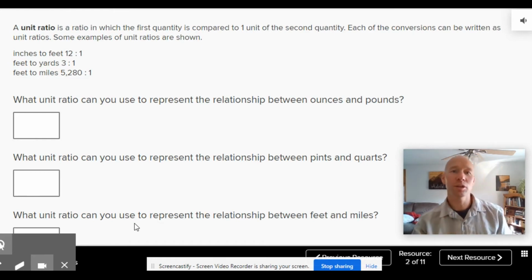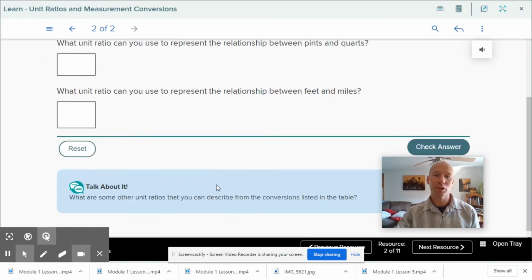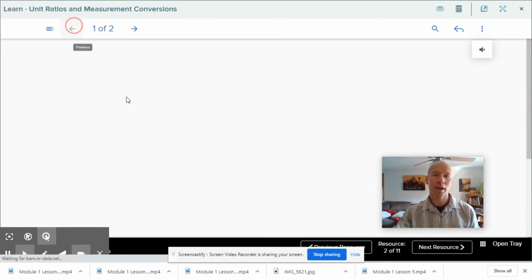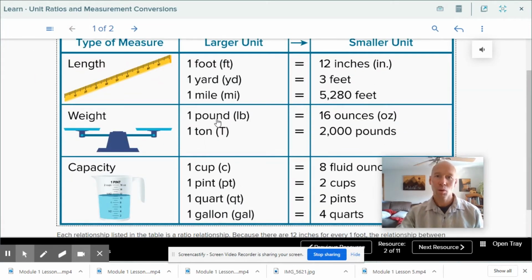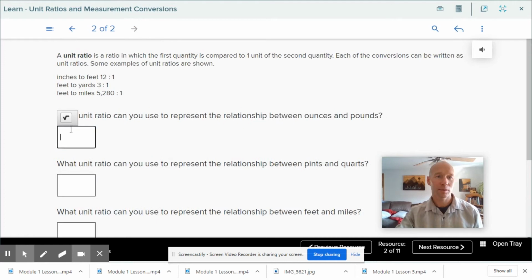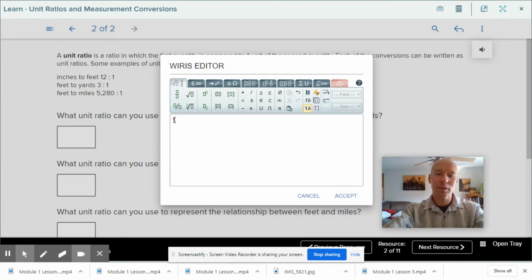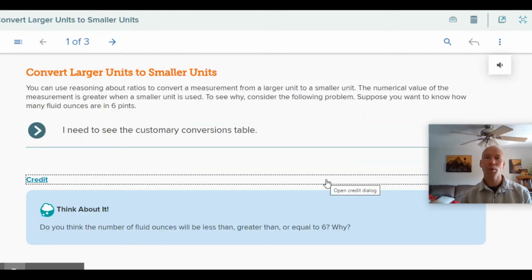So what unit ratio can you use to represent the relationship between ounces and pounds? Do you remember that one? You might need to go back and look at that conversion chart. We have 1 pound is 16 ounces. So I can click right there, and I can say that the answer is 16 to 1 and accept. So you can use reasoning about ratios, what we've been learning about, to convert measurement from larger units to a smaller unit. The numerical value of the measurement is greater when a smaller unit is used.